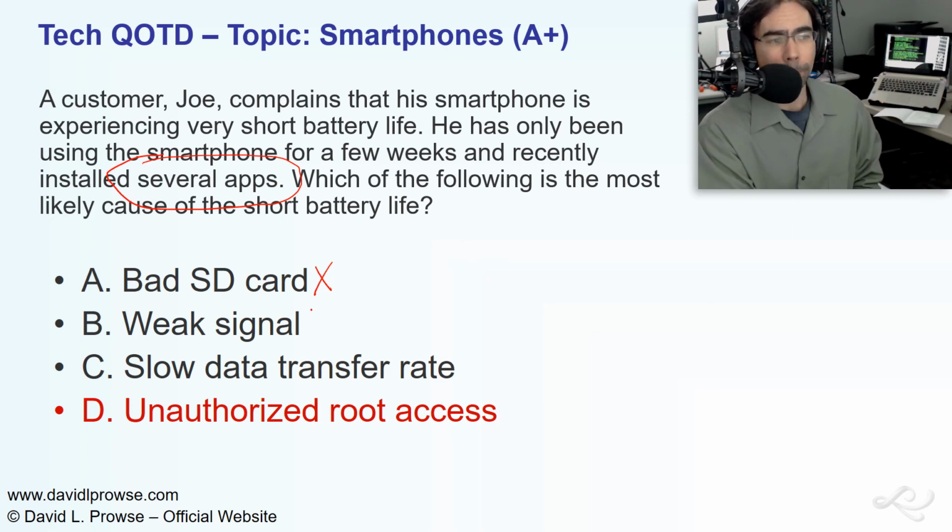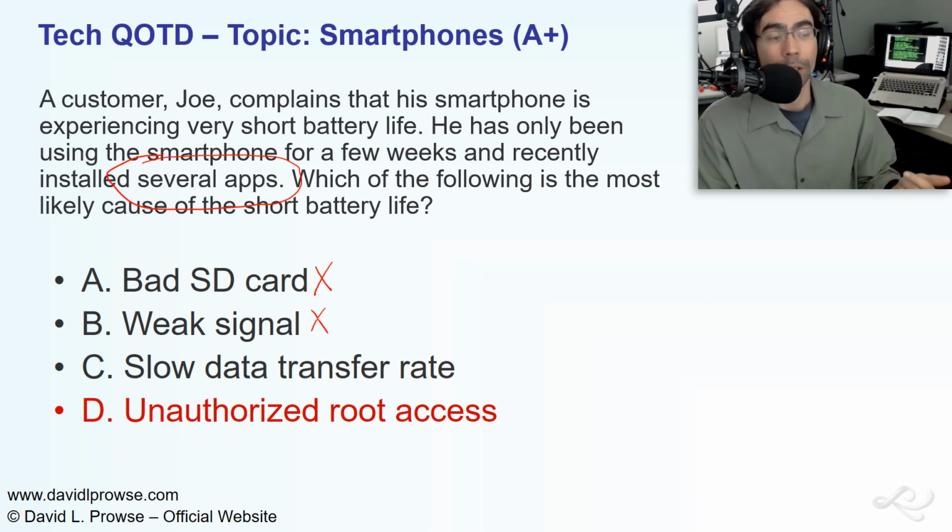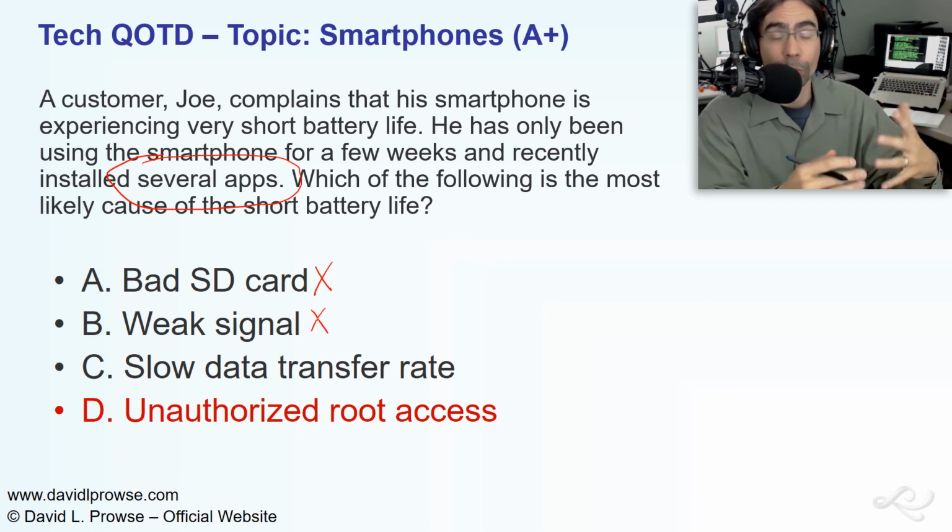Weak signal, not the best answer. But if you do have a weak signal, then your antenna has to work harder to get wireless access. And so therefore that can be a drain on the battery, but not nearly as much as someone who has unauthorized root access and is doing malicious things with your phone.